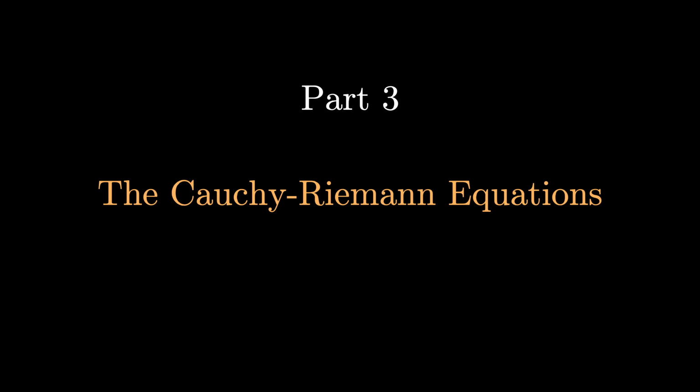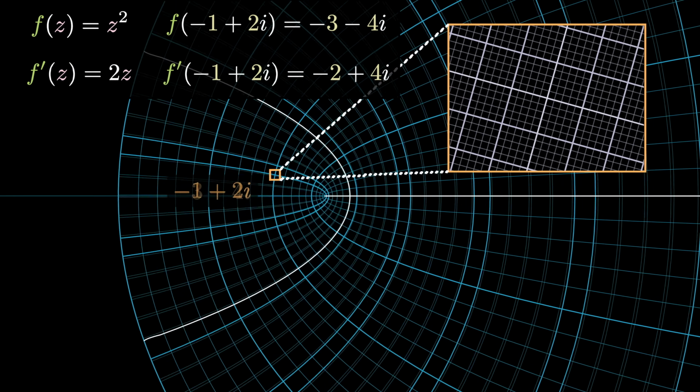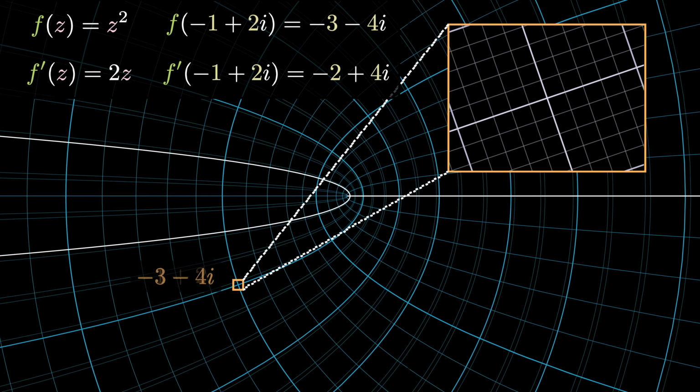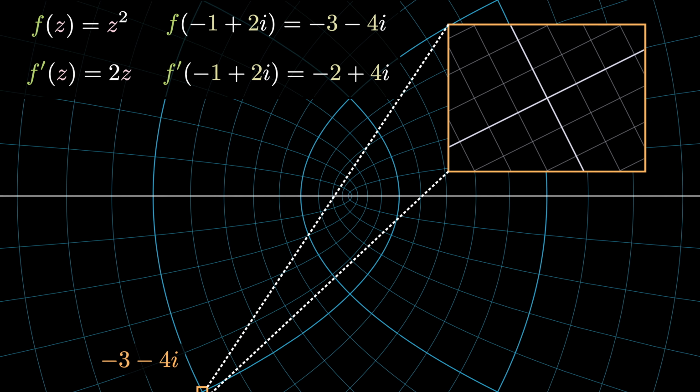Let's try and build up a systematic way of determining if a function is holomorphic. If you're familiar with some linear algebra, the zoomed-in transformation I showed you might look oddly similar to a linear transformation. And this is true. In fact, the matrix performing this transformation has a special name, the Jacobian matrix. Let's try to derive the values of this matrix.